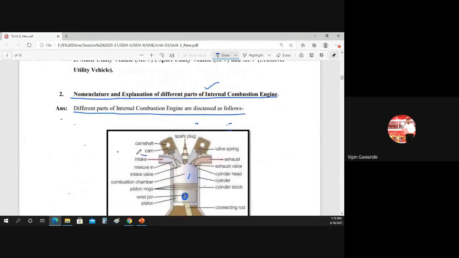Which one? See, this is the intake manifold and this is the exhaust manifold.